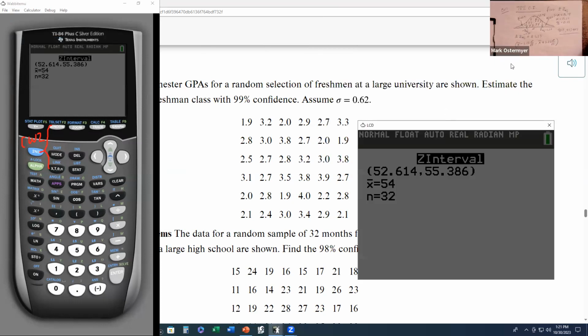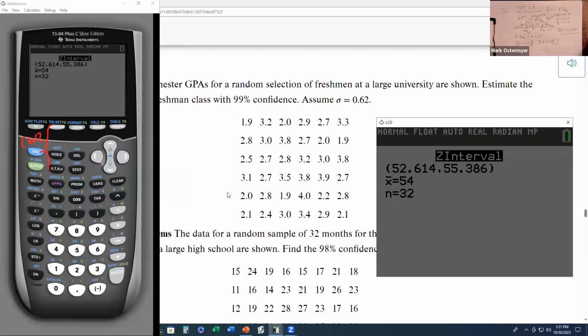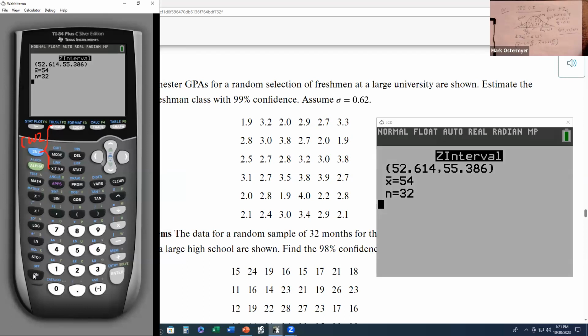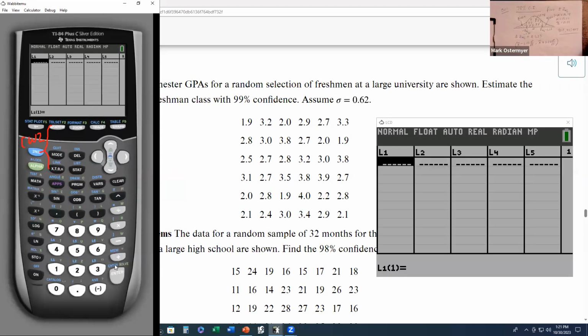Let's see if I can do this here. So you can put all this data into a list here. So stat, edit, and in list one, you can type in all this data. So 1.9, 2.8, 2.5, 3.1, 2.0.